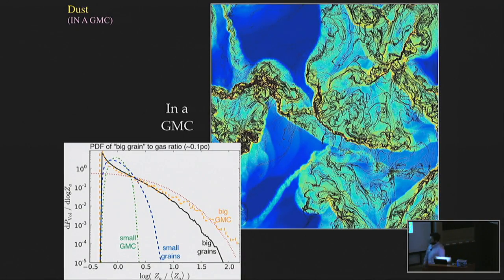So quantitatively, this is a plot showing some of these results. This is the probability of a dust enhancement. So this is the metallicity in dust in a given patch relative to the average, for different types of simulations in different types of GMCs. And the point is the scatter in this can be very large. This is just taking little patches and saying, what's the dust-to-gas ratio basically in each patch? And it can vary by orders of magnitude.